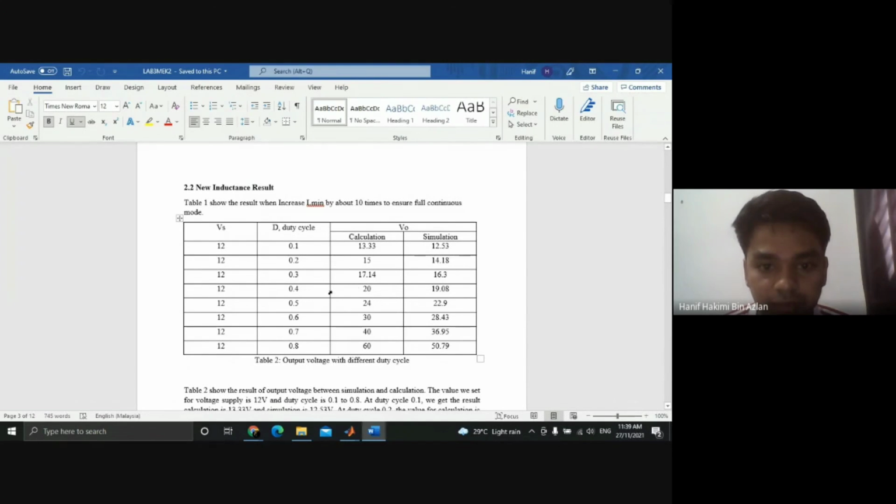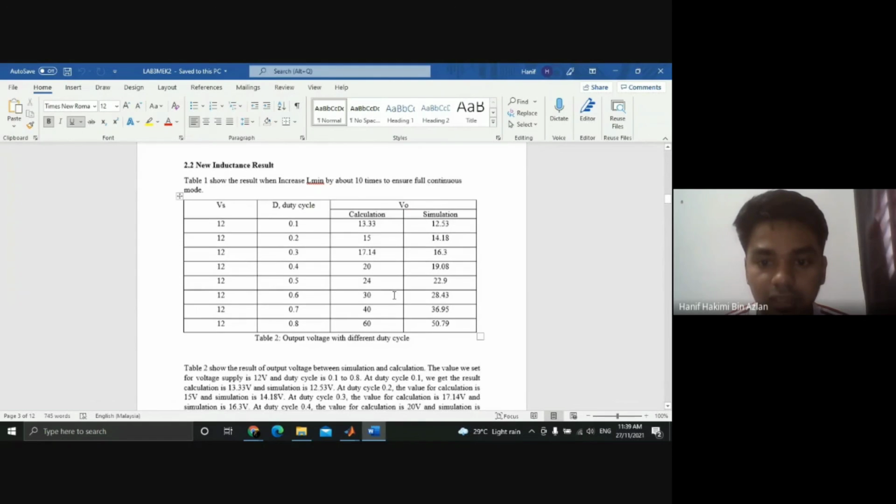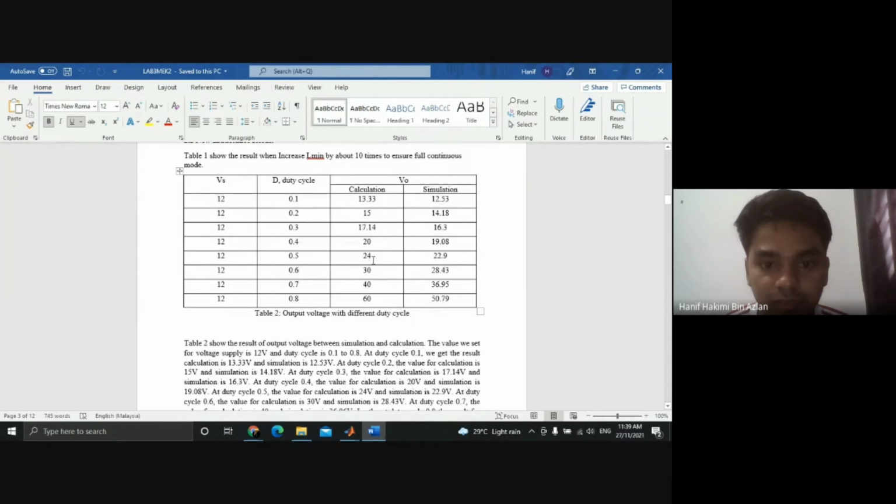For duty cycle 0.4, calculation 20 and simulation 19.08. For duty cycle 0.5, calculation 24 and simulation 22.9. For duty cycle 0.6, calculation 30 and simulation 28.43. For 0.7, calculation 40 and simulation 36.95. And the last one, 0.8, calculation 60 and simulation 50.79.